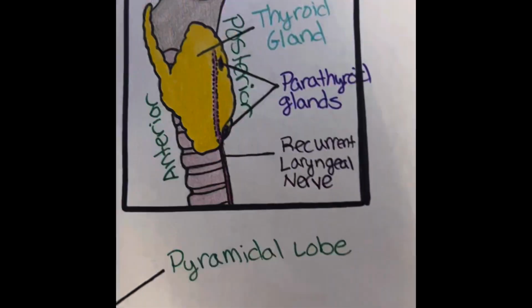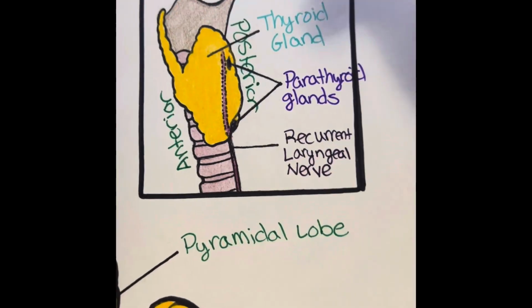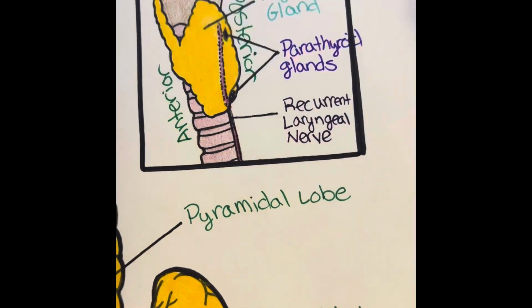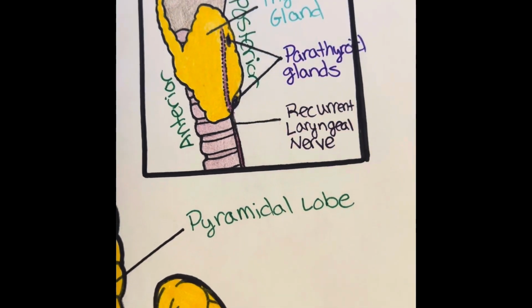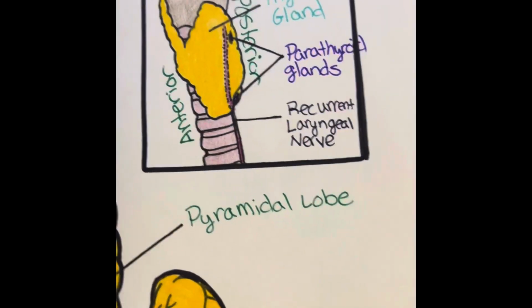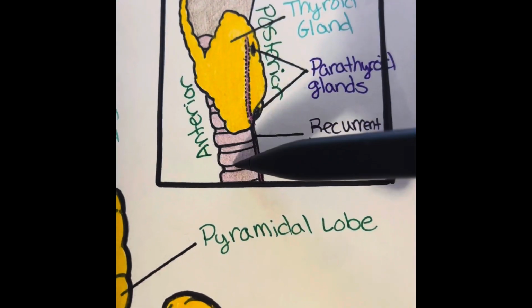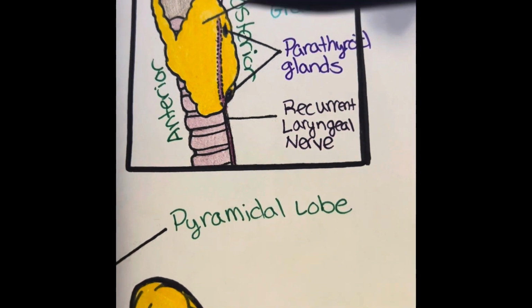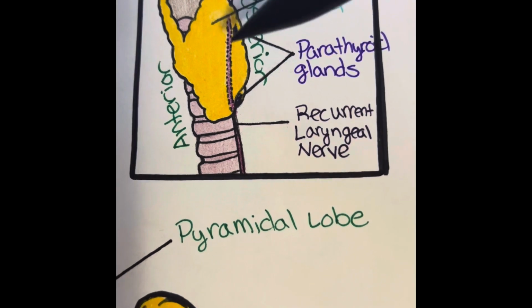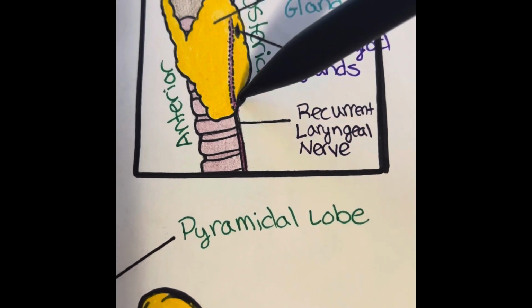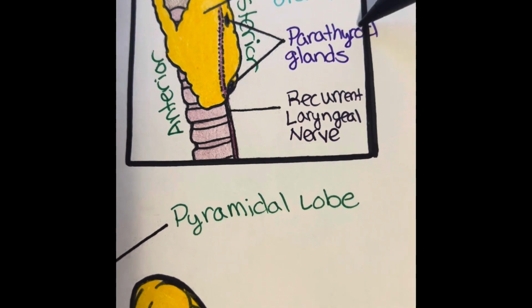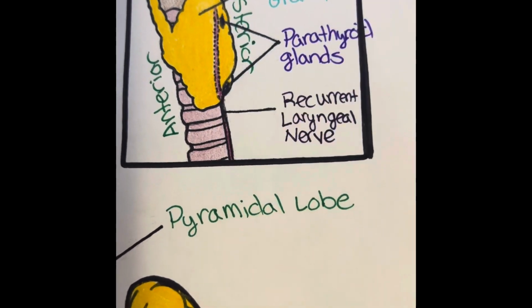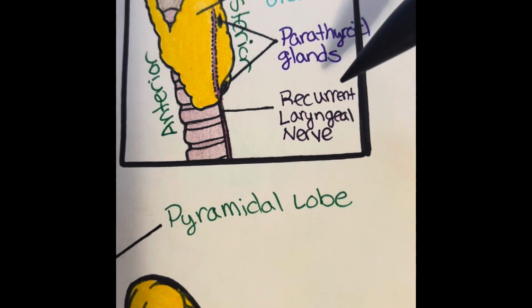Now moving over to the lateral view, this is the view coming in from the side. So you have the anterior view, which is the front view of the body, and then the posterior view, which is the back view of this. And then you have your trachea and your thyroid cartilage again. And then on the back of your thyroid gland, you have your parathyroid glands. And then what runs underneath and posterior to the trachea is the recurrent laryngeal nerve.